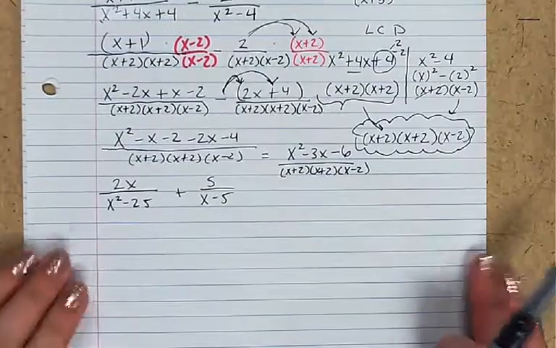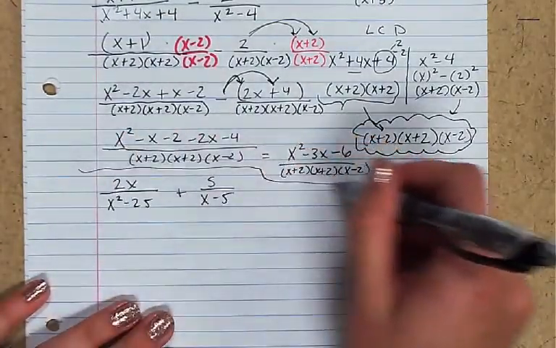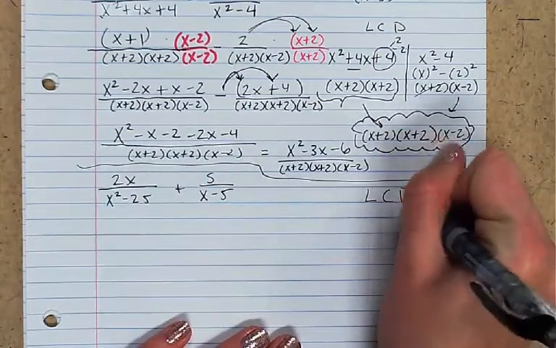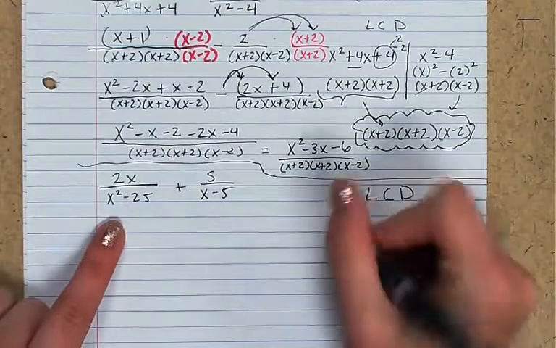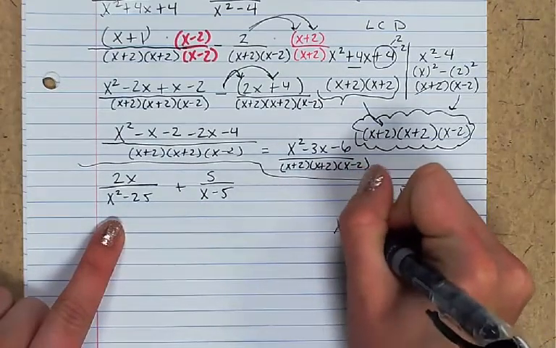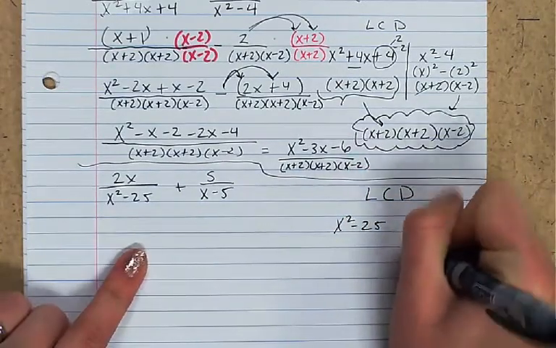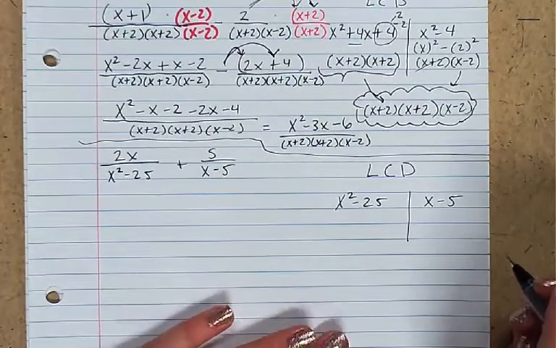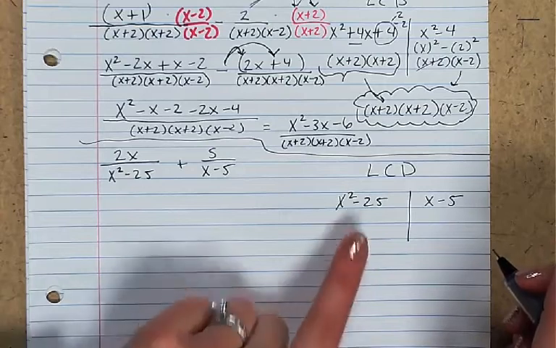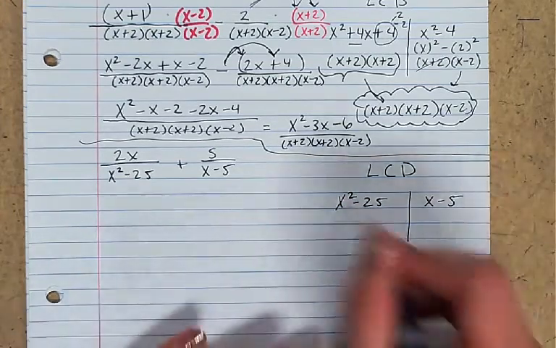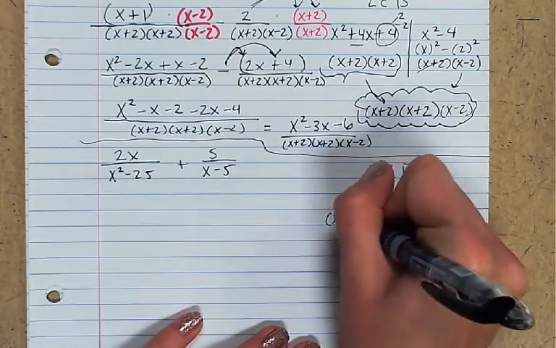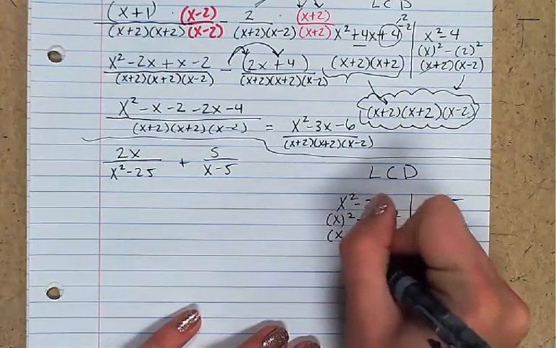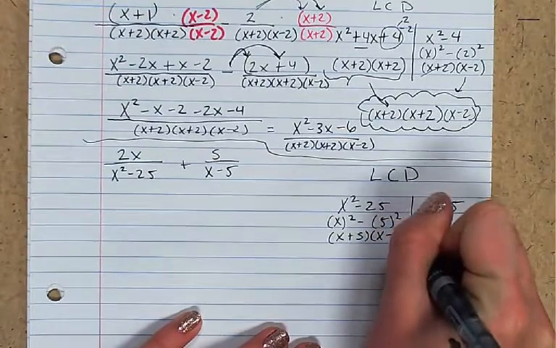Okay, so let's look at this next one. So over here on the side, again, I'm going to figure out what my LCD is, my least common denominator. First denominator is x squared minus 25. Second denominator is x minus 5. Factor anything that can factor. So this one has 2 terms, and they're being subtracted, and they're both perfect squares. So this is going to factor into x plus 5, x minus 5.